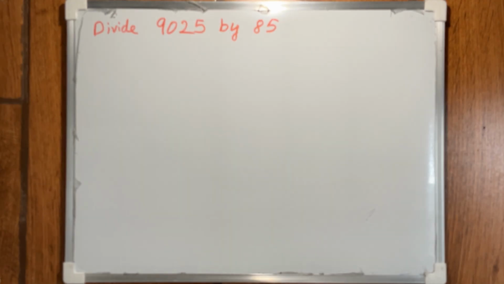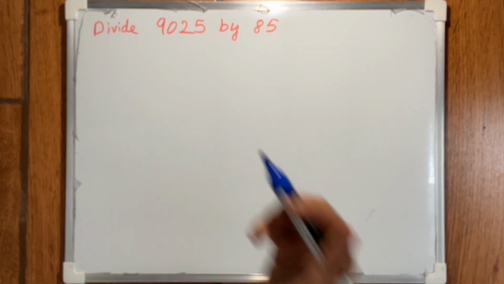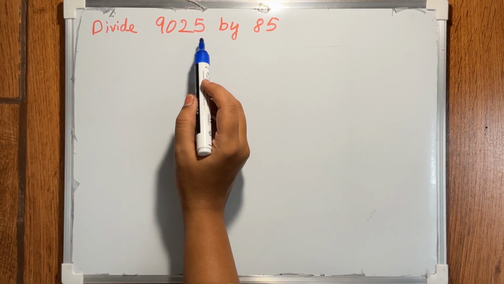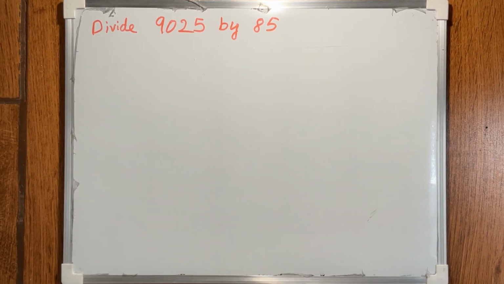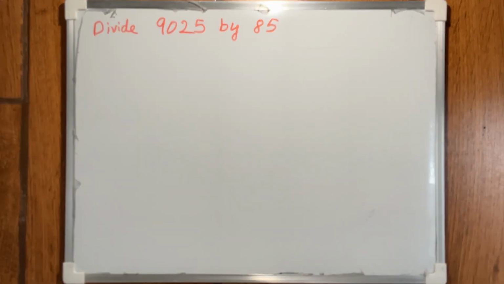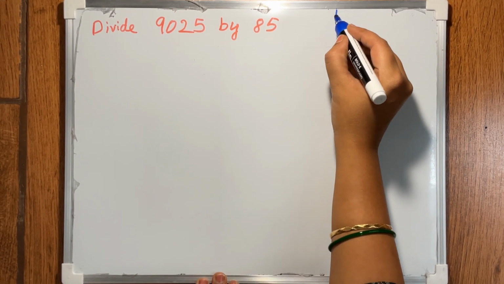Now let's divide the large numbers. Divide 9025 by 85. So first we will write the tables of 85.